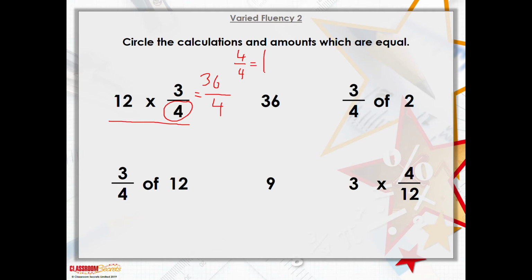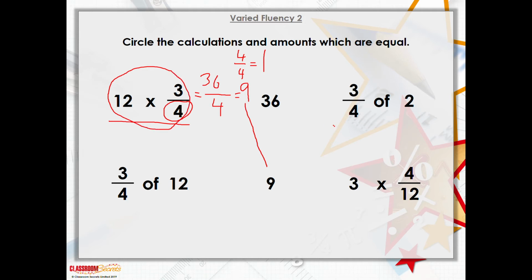So now I can actually use my 4 times tables and work up to 36 and find out how many whole numbers is 36 quarters. So I use my 4 times table, and if I do 4, 8, 12, 16, all the way up to 36, that actually equals 9 whole numbers. So straight away, this calculation matches this number 9 here. So I'm going to circle this one as correct.